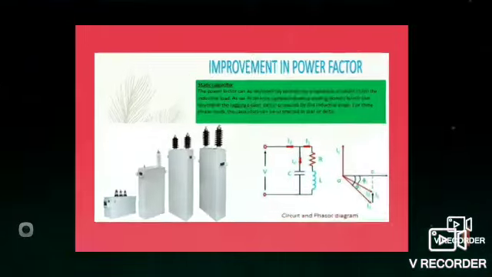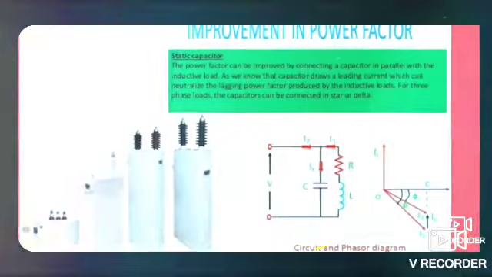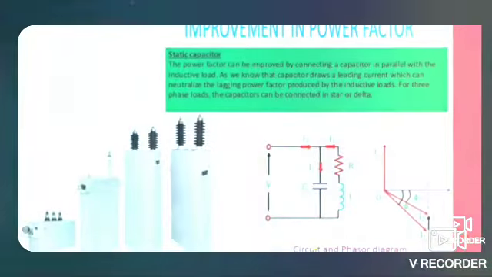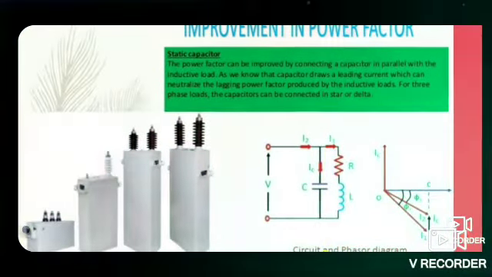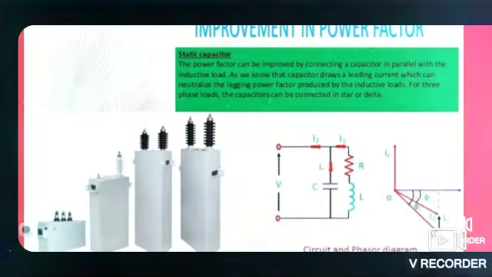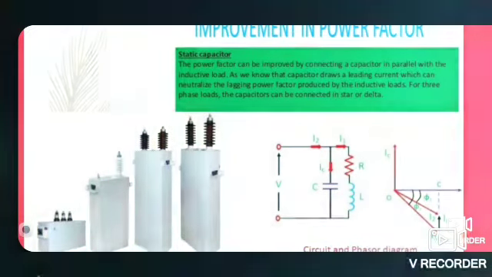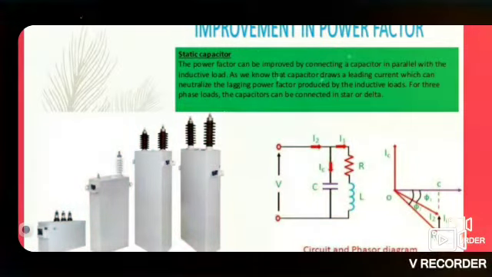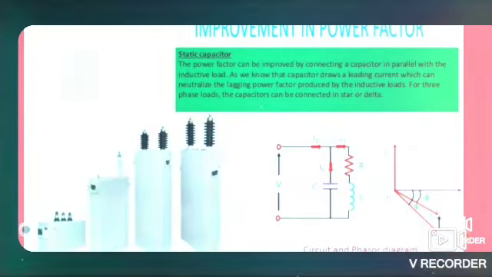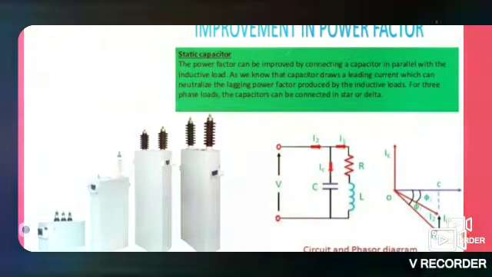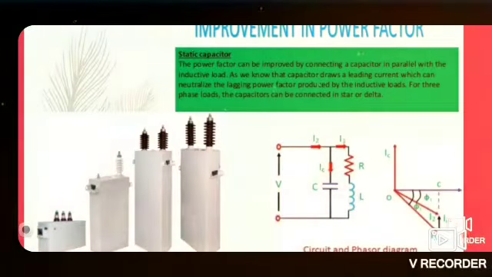So, we will see the improvement in power factor. First, by using a static capacitor, we can improve the power factor. How will it improve the power factor? The power factor can be improved by connecting a capacitor in parallel with the inductive load. As we know, the capacitor draws leading current. See the diagram, the IC is above the phase. So the capacitor draws a leading current which can neutralize the lagging power factor produced by the inductive loads.